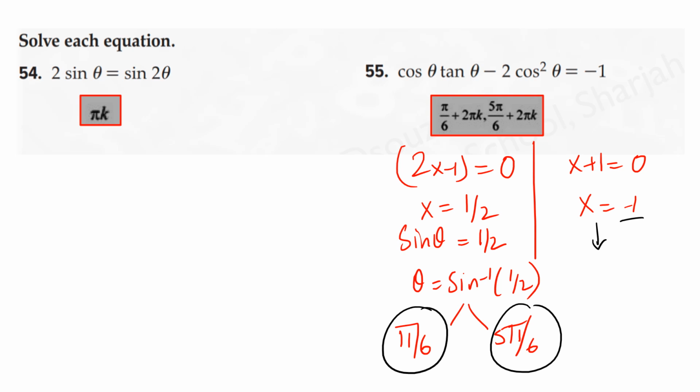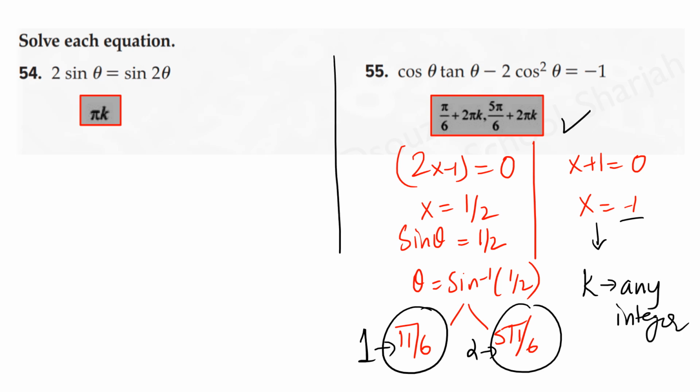So therefore, the particular solutions are the first solution pi by 6, the second solution 5 pi by 6, and for the general solution add 2 pi k because the period is 2 pi or 360 degrees, where k is any integer. So this is your final answer key for questions 54 and 55. That brings us to the end of today's session and completes learning objective 11.